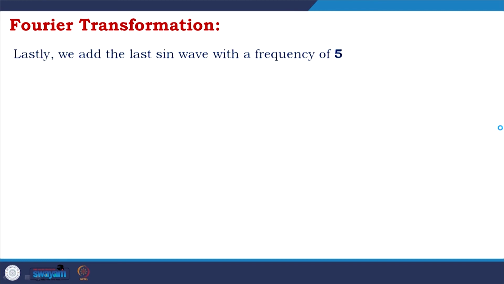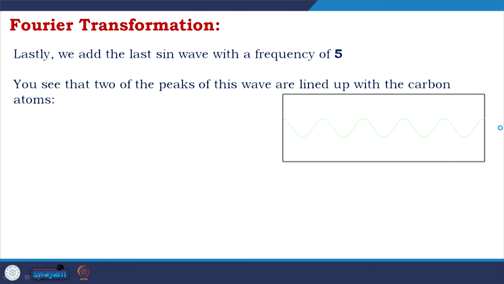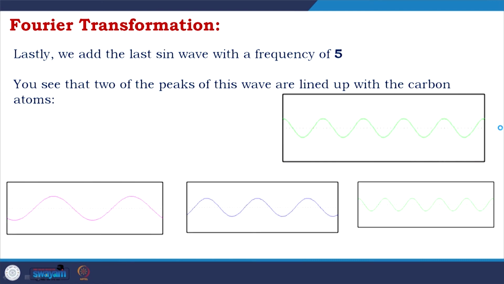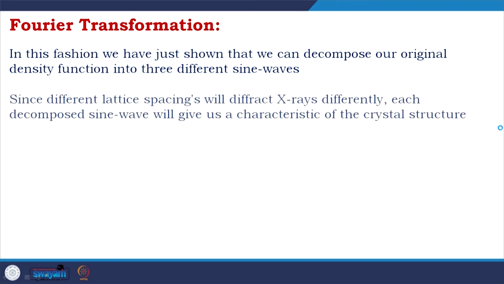Lastly, we add the last sine wave with a frequency of 5. Now, you can see that 2 of the peaks of this wave are lined up with the carbon atom. And now, if we take all 3 and combine them, we will get the original one. In this way, we have just shown that we can decompose. So we could decompose our original density function into 3 different sine waves.